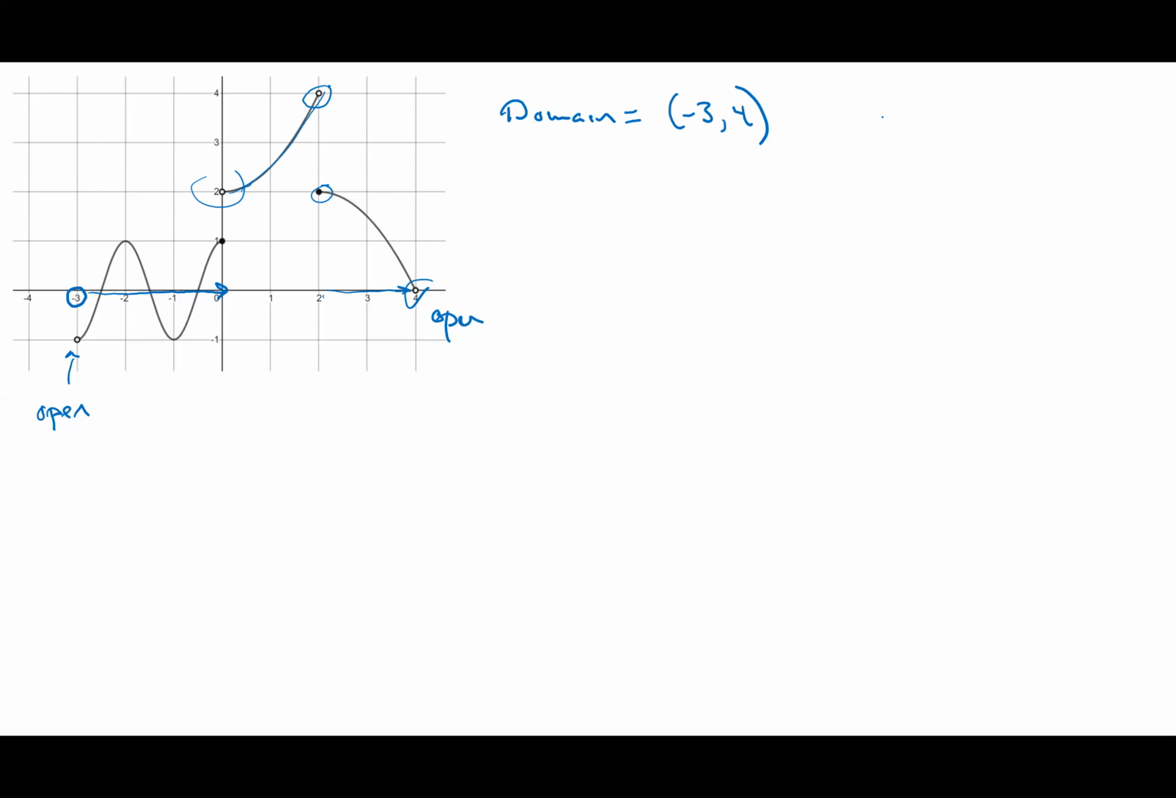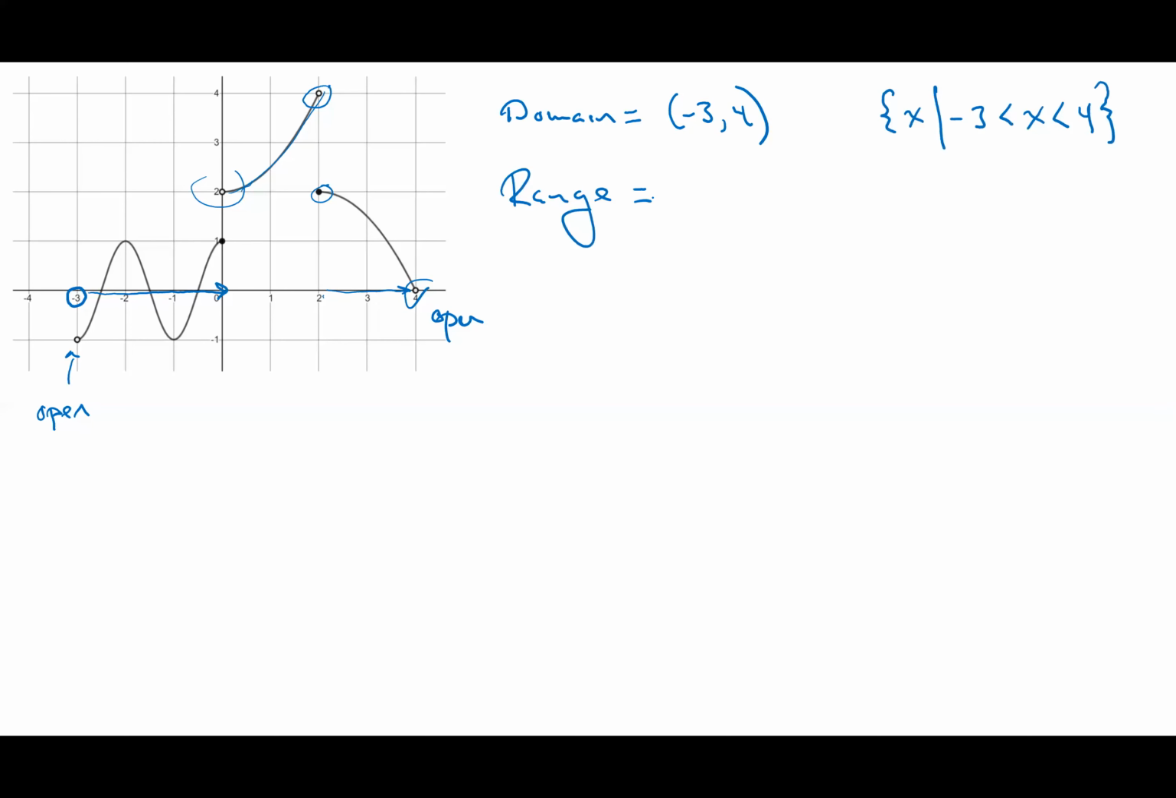Think of it really as, I said I was going to do interval, but if you wanted set notation, it'd be the set of all real numbers x such that -3 is less than x is less than 4. Now what about the range? So domain, we're thinking left and right. Range, that's the output, which is represented by the y-coordinate. So we're thinking up and down.